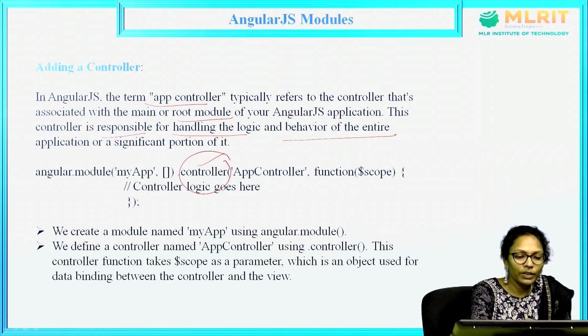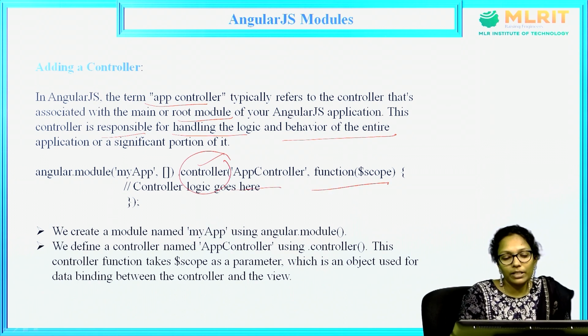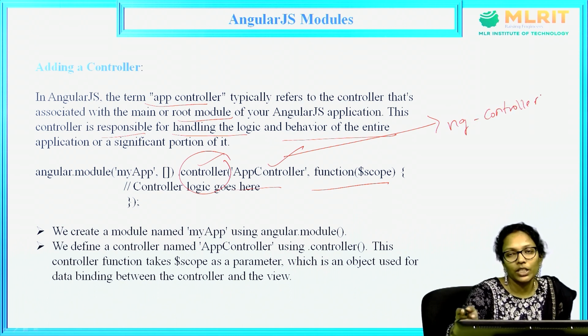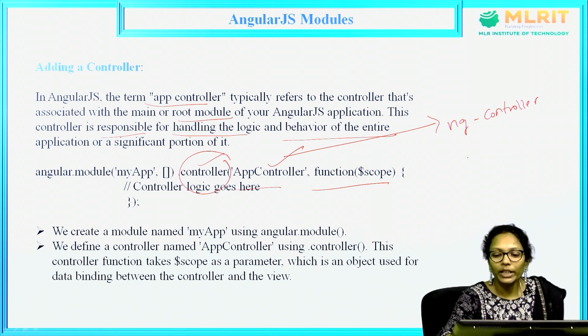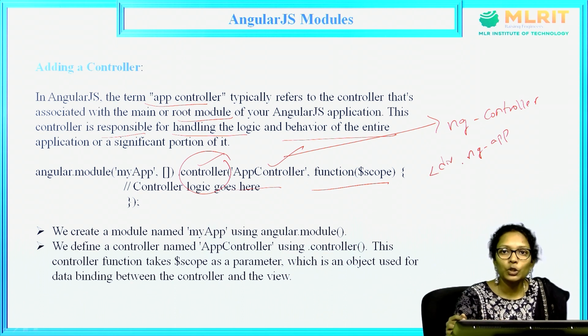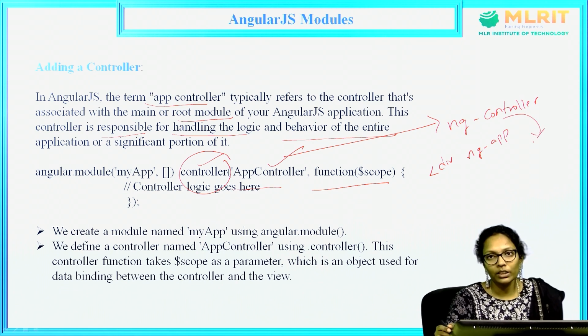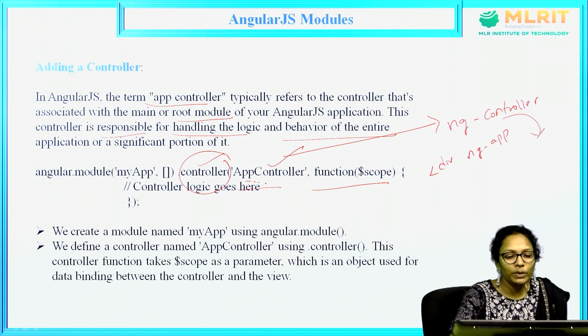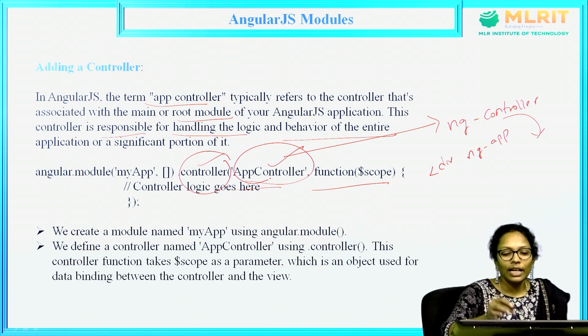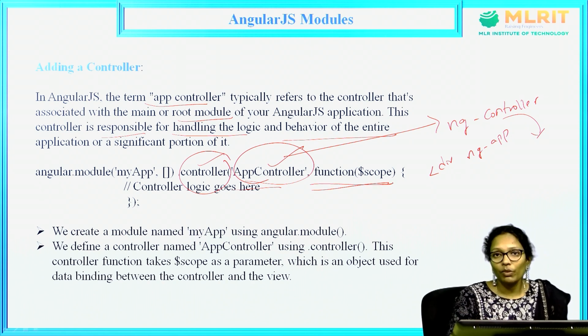You are using a controller function, which expects two parameters. The first parameter is the app controller, the name of the controller, and it should be the same as your attribute called ng-controller. Previously we were giving only the ng-app name in the div tag for AngularJS, but whenever you use a controller function in your program, you also need to include ng-controller along with the div tag, and that ng-controller name should be the same as your controller name.